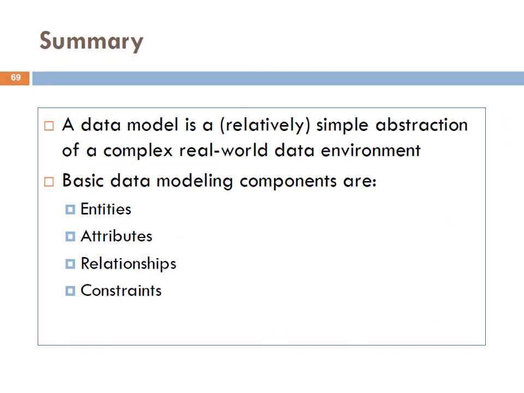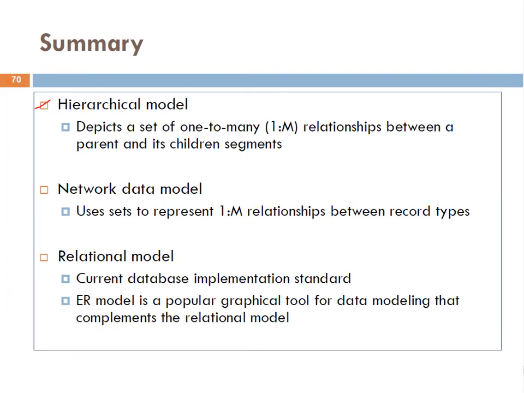Okay, in summary, a data model is a relatively simpler abstraction of a complex real-world data environment. The basic data modeling components are entities, attributes, relationships, and constraints. The hierarchical model depicts a set of one-to-many relationships between a parent and its child segments. The network data model uses sets to represent one-to-many relationships between record types. The relational model is the current database implementation standard, and the entity relationship model is a popular graphical tool for data modeling that complements the relational model.